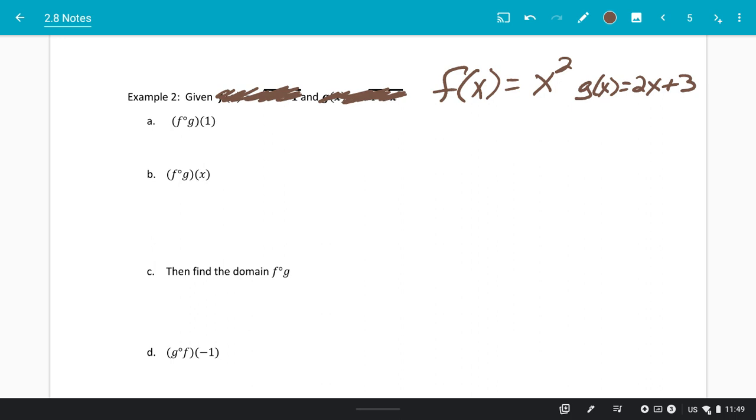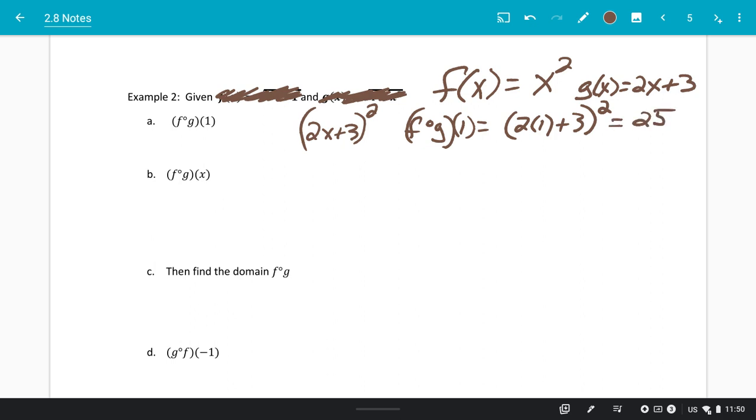All right, what do we write down first? Caden? For A, yes, I wrote down f of g. F of g is (2x plus 3) squared. Two times one is 2, plus 3 is 5, 5 squared is 25. How many people got that?